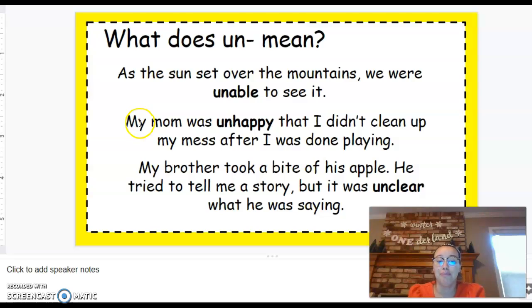Here's another example. My mom was unhappy that I didn't clean up my mess after I was done playing. So their mom was not happy. My brother took a bite of his apple. He tried to tell me a story, but it was unclear what he was saying. So he had food in his mouth, so we could not understand him when he was talking.